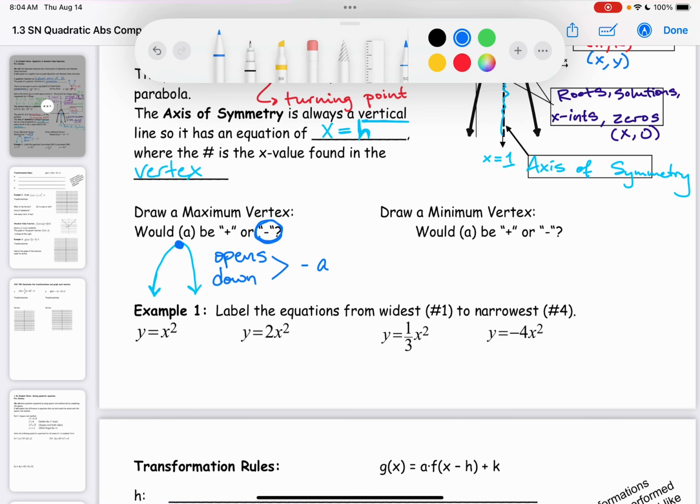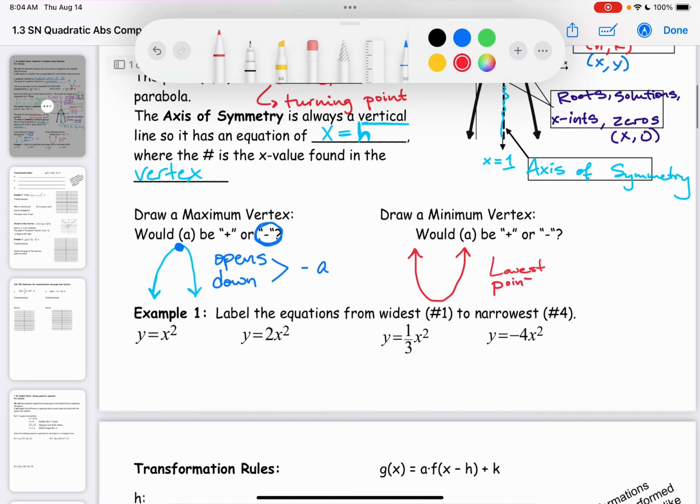And then on the flip side, when we have a minimum, you should be thinking, okay, this is my lowest point. Your minimum is your lowest point. And if you have a low, that means everything else is above it, which means this guy opens up. And we said earlier, if it opens up, then a is going to be positive.